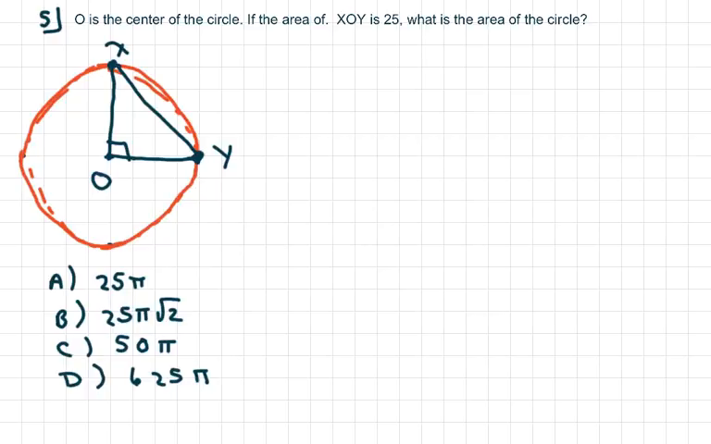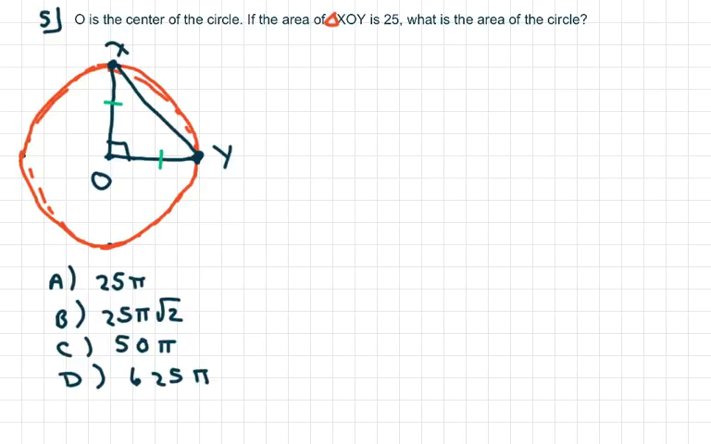Alright, here's number 5. Some of the advice you might need to know is that the two legs of this triangle, X, O, Y, are both radii of the circle and therefore have the same length. Because this is a radius, and this is a radius, they have the same length. So we're going to use this fact to link between the formulas.